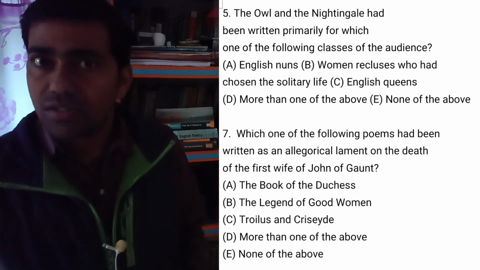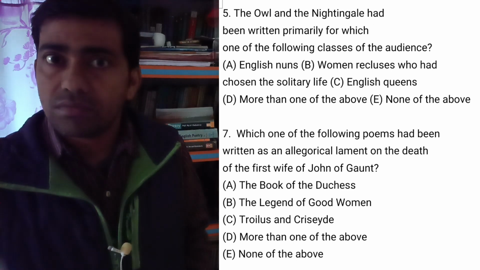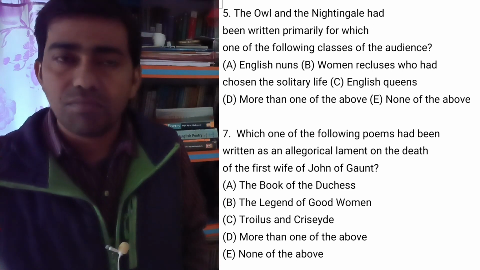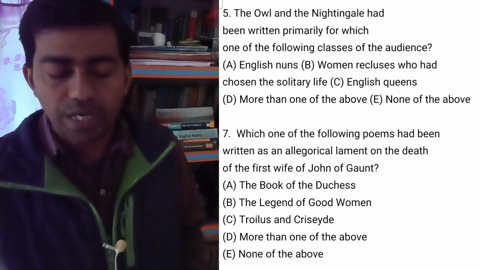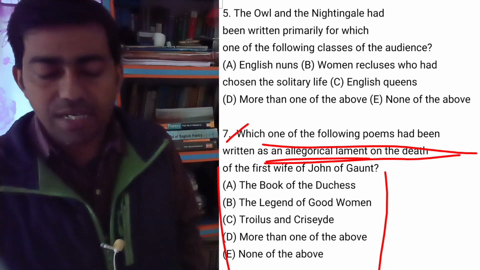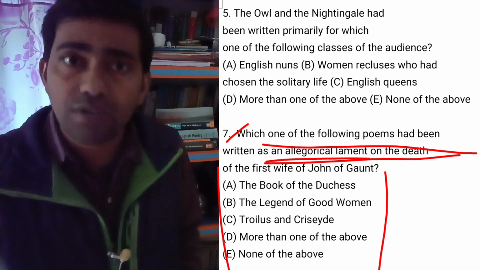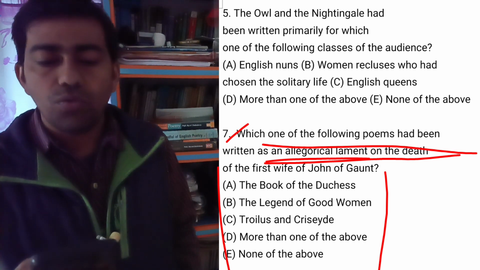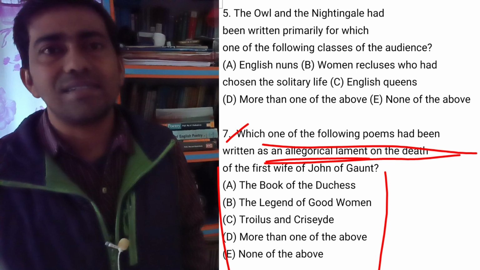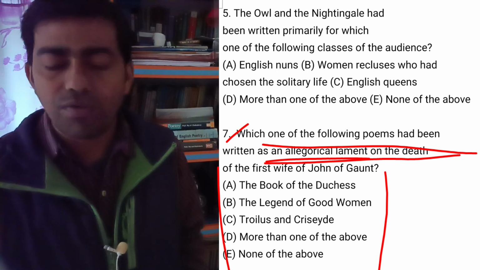This question is from the erstwhile BPSC exam. Which one of the following poems had been written as an allegorical lament on the death of the first wife of John of Gaunt? So which poem had been written about the wife of John of Gaunt?